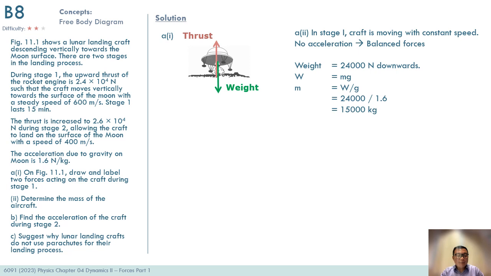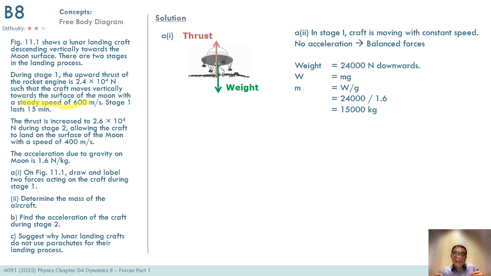Next, in A part 2, we are to determine the mass of the aircraft. So we will use the idea of Newton's second law again to calculate what is the weight of the aircraft and then calculate out what's the mass of the aircraft. So we notice that in stage 1, it's told to us that the craft moves with a constant speed.